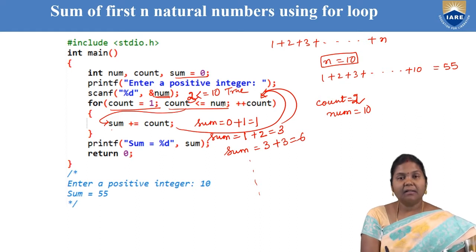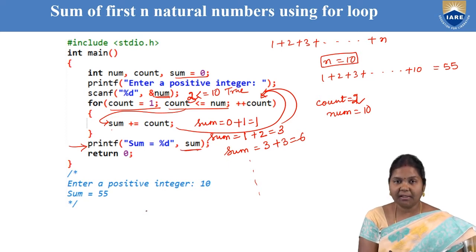Once this loop is over, we print the sum. The final sum that has accumulated in that variable is what we display. So if the number is equal to 10, then the sum we get is 55. So that is correct.